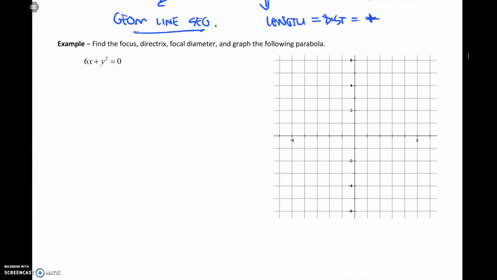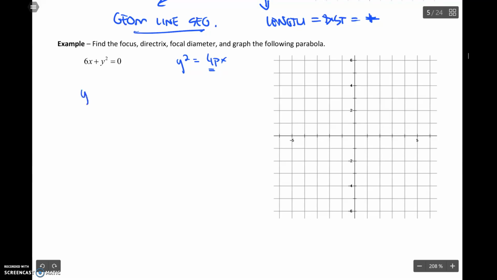All right, so let's work through some examples here. Find the focus, directrix, focal diameter, and graph the following parabola. So first let's get into standard form. This is an x equals y squared parabola, so it's going to be y squared equals 4px. Remember, the 4p always goes with the linear term.